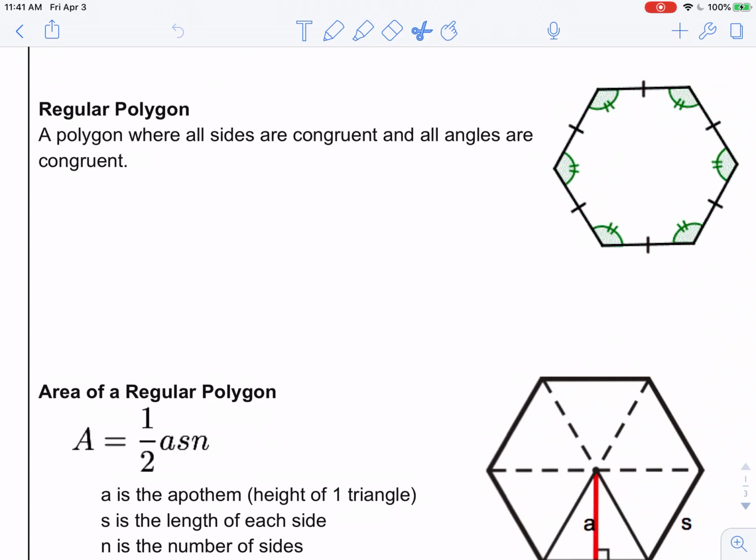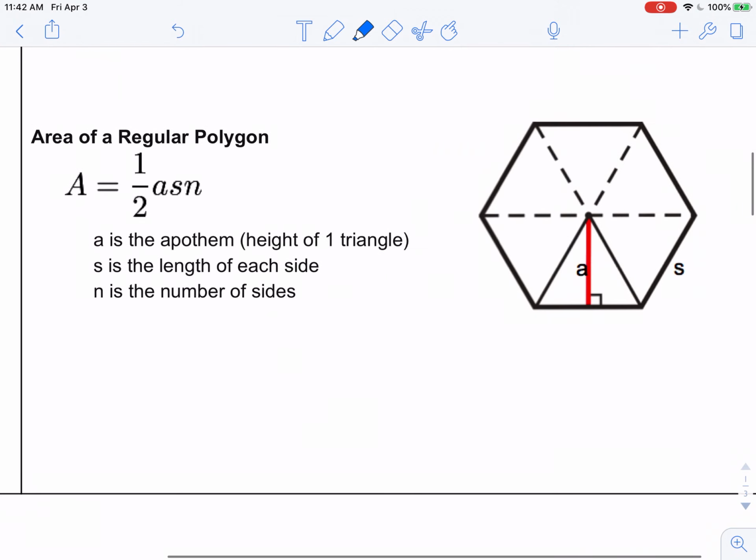Hello, Honors Geometry students. Today we're going to go through how to find the area of regular polygons. And to refresh our memories, a regular polygon is a polygon where all the sides and all the angles are congruent. If we want to find the area of a regular polygon, we know that all of our sides are the same length, so we are cutting this up into a bunch of mini triangles. Then we're essentially just multiplying the area of one of those mini triangles by how many there are.